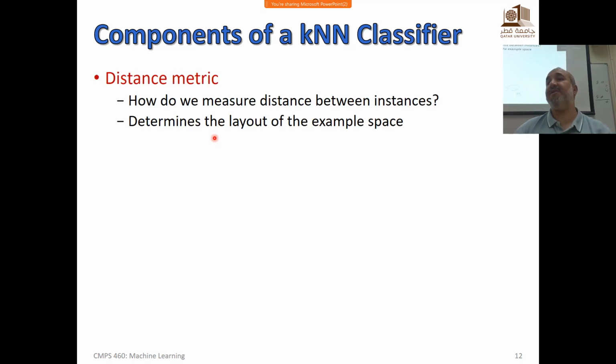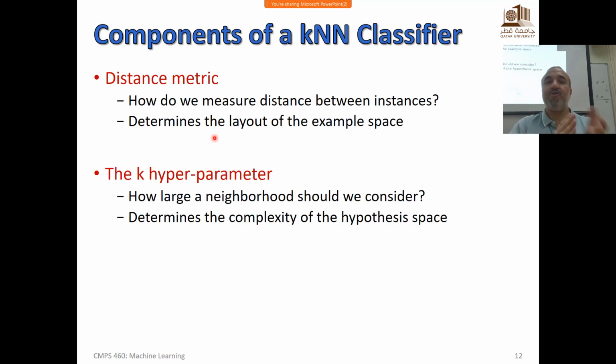Components of the kNN classifier. The first thing is the distance metric. We need to know how to compute the distance. How can we compute the distance? The most common way, we'll talk about it in the next slide. But there are ways that we learned in other disciplines, like linear algebra. You know how to compute the distance between two points, right? That will, as we will see, determine how the space will look. The other component in the classifier is the k hyperparameter, we will also talk about it inshallah next time.